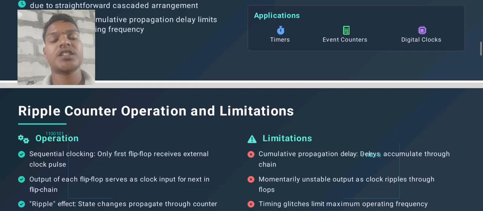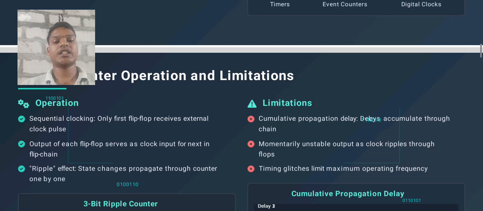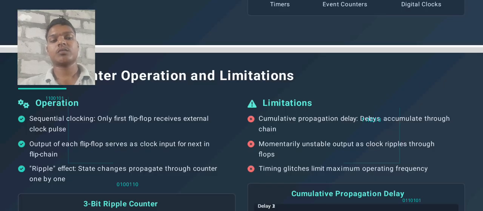Ripple counter operation and limitations. Operations: sequential clocking: only the first flip-flop receives the external clock pulse. The output of a flip-flop serves as the clock input for the next flip-flop in the chain. Ripple effect: state changes propagate through the counter one by one. Limitations: cumulative propagation delay accumulates through the chain. Momentarily unstable output as the clock ripples through the flops. Timing glitches limit maximum operating frequency.